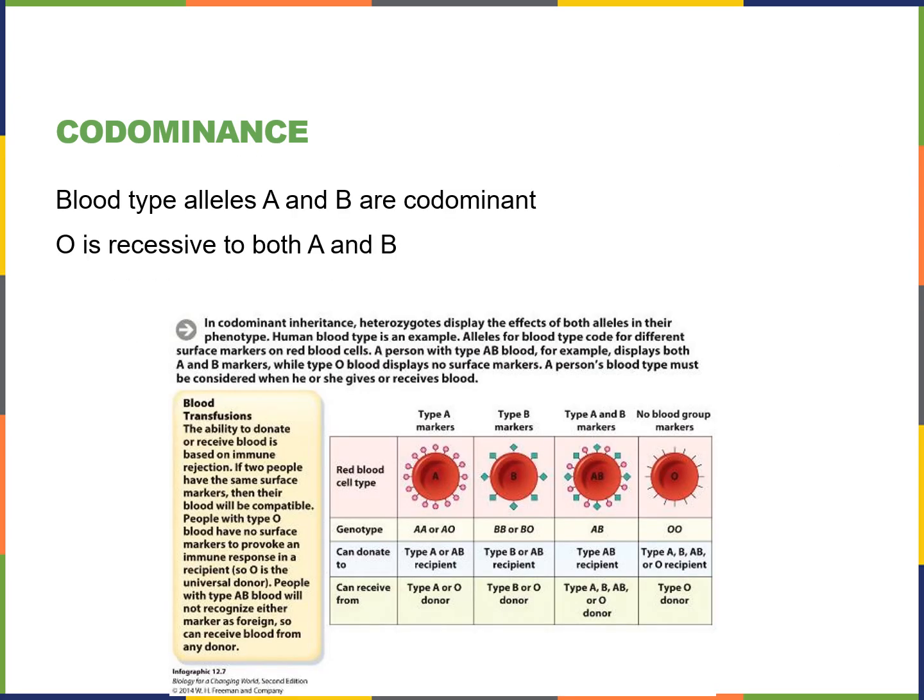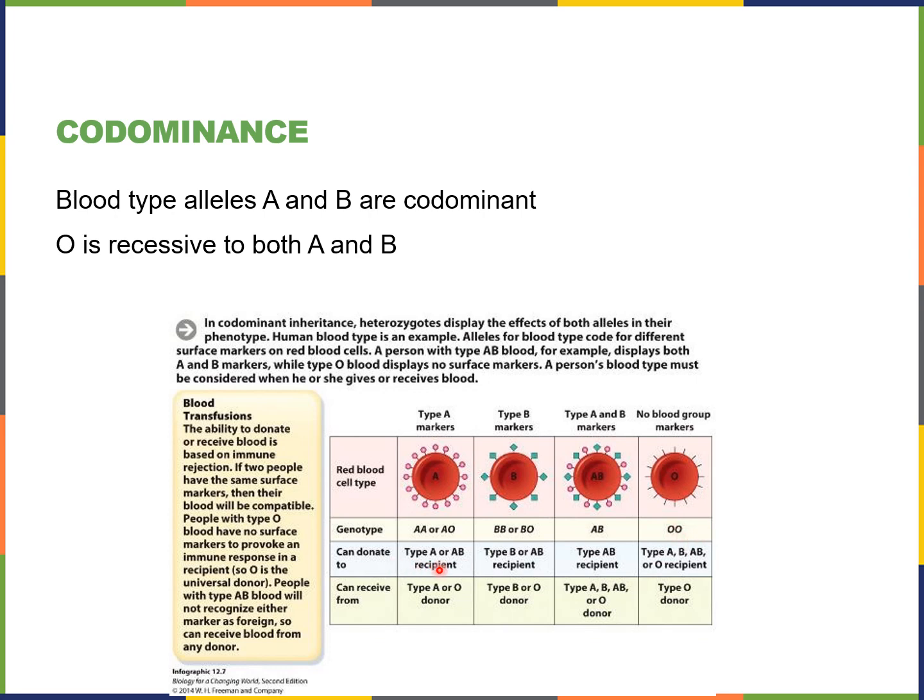And then we also have, this is just explaining that further. Blood type alleles, A and B, again, codominant. O is recessive to both A and B. So you can see if you have type A markers, you are either a genotype of AA or AO, depending on your parents. Type B, you're either BB or BO. Type A and B, you would be type AB. And if you have no blood markers, you would be OO.